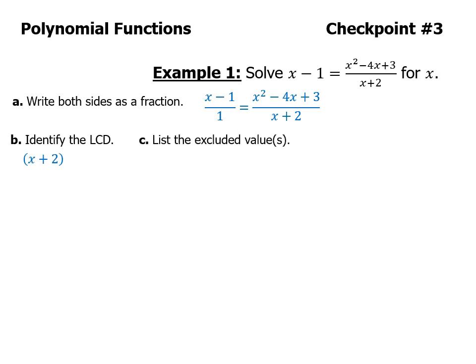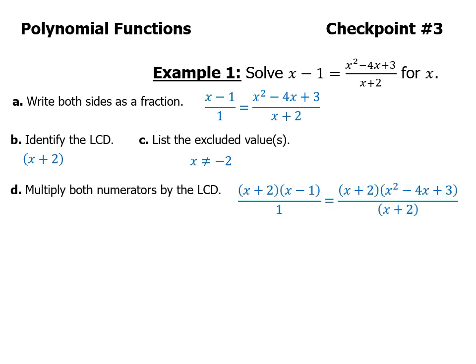List the excluded values. Well, we can't let x equal negative 2. That makes the denominator on the right equal to 0. And by right, I mean the right side of the equal sign. Multiply both numerators by the least common denominator. So (x plus 2) times (x minus 1) and (x plus 2) times (x squared minus 4x plus 3). Cancel those common factors. So on the right side, x plus 2 and x plus 2 cancel.